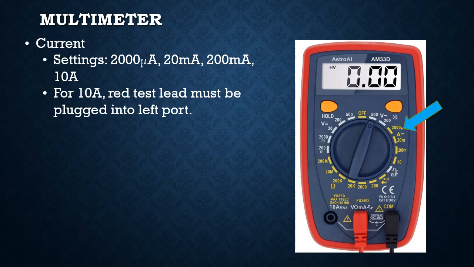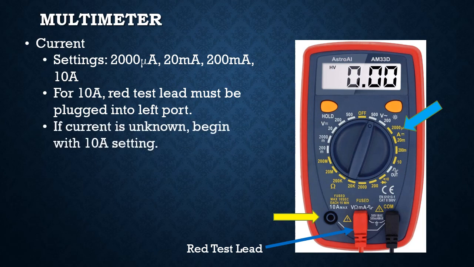For measuring current up to 10 amps, the red test lead must be plugged into the 10 ADC port, which is the one on the left. Okay, so the red test lead would have to go over there. Then we would turn the dial to the 10 amp setting. We should not need to use the 10 amp setting or port for this course. But generally speaking, if we don't know the current, then we want to begin with that setting. Here we expect the currents to be accommodated by the 20 milliamp setting in general.